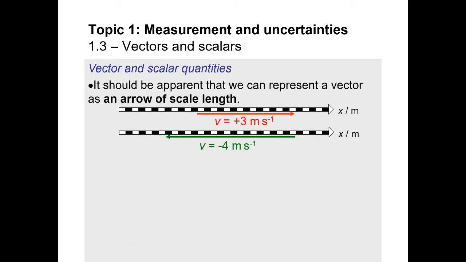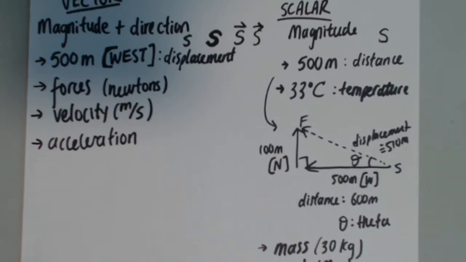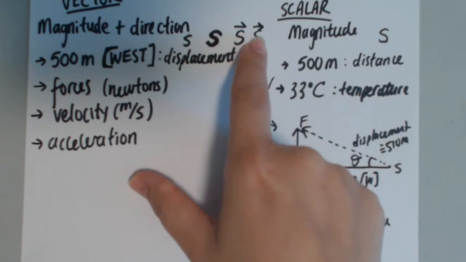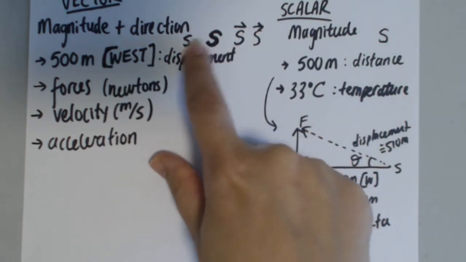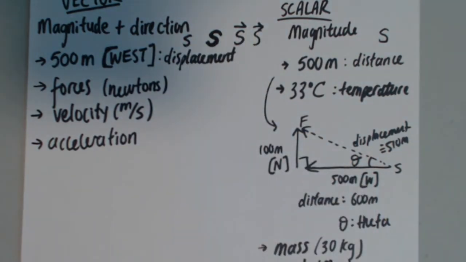Now we can represent vectors as arrows. That is extremely important. Not only do we symbolize vectors with the arrows on top, again, you can symbolize it with the arrows, bold it, or just leave it as is. We symbolize vectors with arrows.